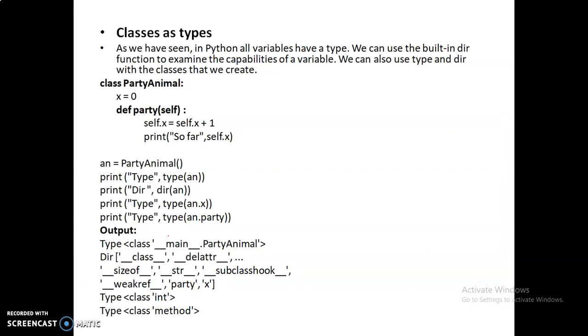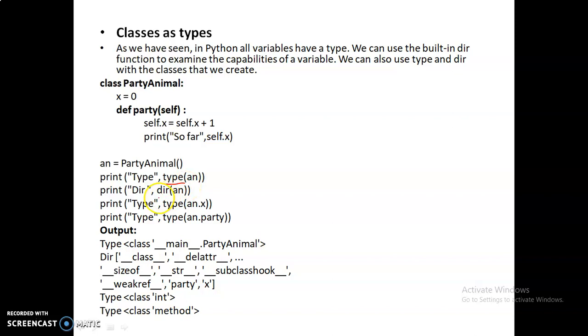Next, classes as types. We can print the types of class members. This is the same example: PartyAnimal, x is the data member and party is a function. Here we are incrementing the variable. Now I want to check the data types of the object of a class and also the different variables in the class, so we can use the type function to check the type of a class, the type of the particular variable or particular object.